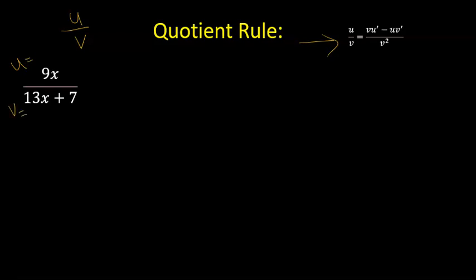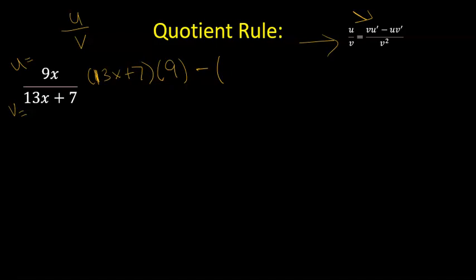So let's do exactly what the formula is telling us. What is the formula telling me? It's telling me to take down the bottom number first, which is v, and then find the derivative of the top. Let's do that. I have 13x plus 7. I just rewrote it, that's all. And I'm finding the derivative of the top, which would be 9. The derivative of 9x is just 9. I'm going to put a minus sign.